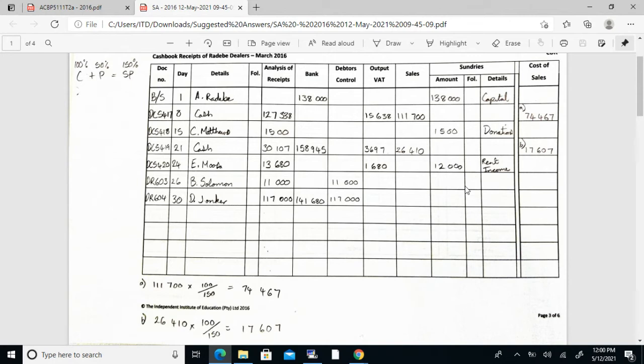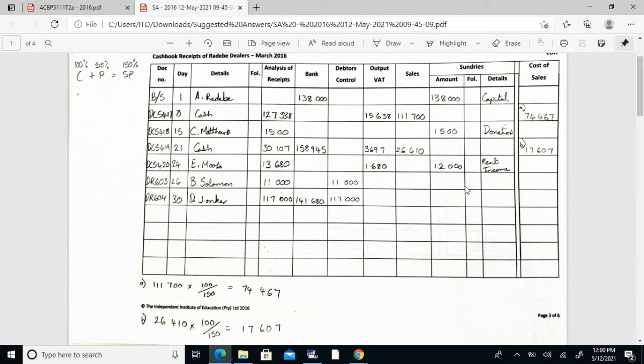Then the next one was what? A donation from C. Matthews. Can you see there under details? I just put the name C. Matthews. You could have also put... no, you shouldn't have. Donation should go on the other side. Yeah. Okay, 1,500. There's no VAT on donations. Okay, and there you go.